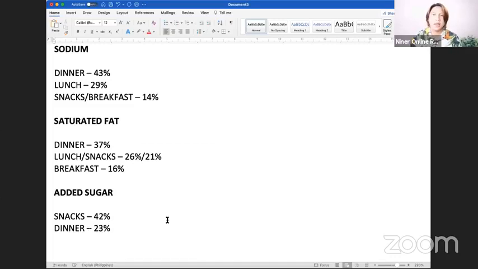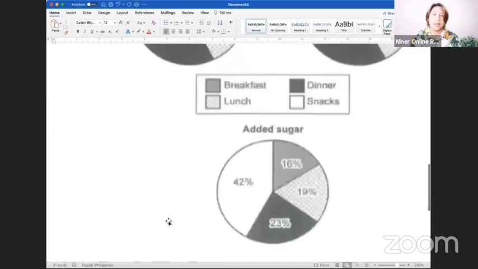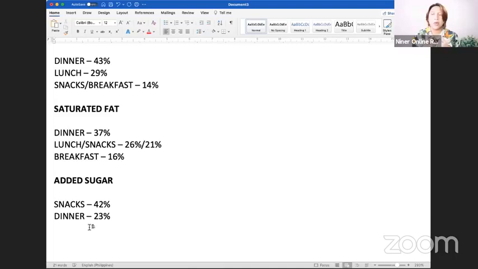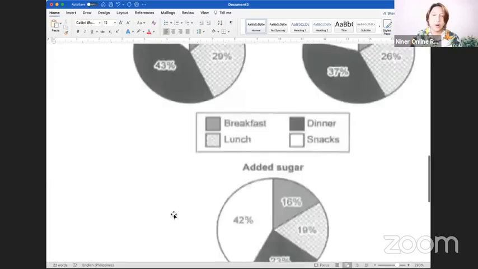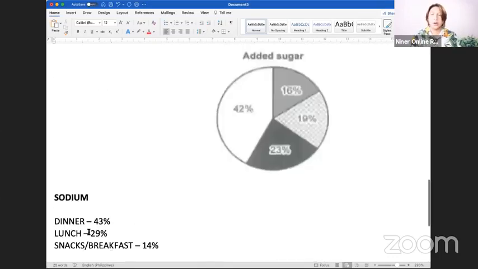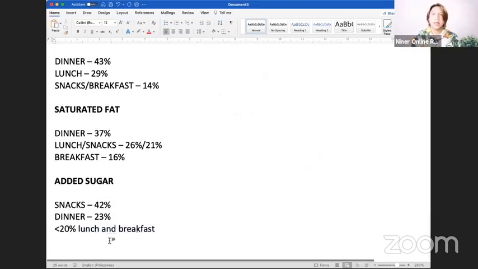And least, we have 16 and 19. We can cluster them together as well. All right, so that's one that we can cluster. So 19% and 16%, we can just put them in a category of less than 20%. Okay, so less than 20%, each for lunch and breakfast. Is that in order or no? Yeah, in order. Okay, lunch and breakfast less than 20%.